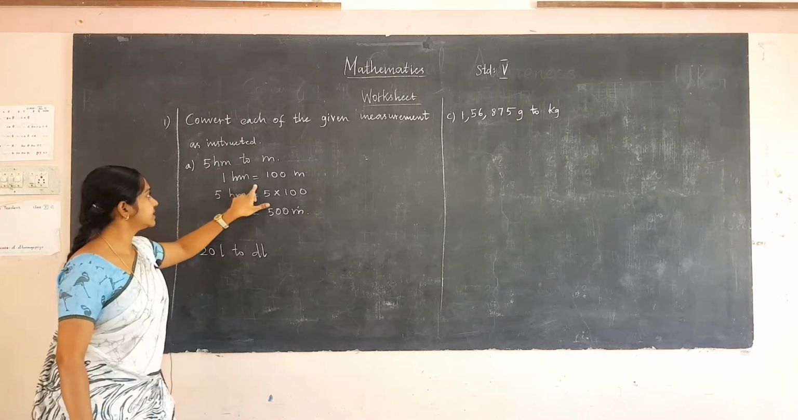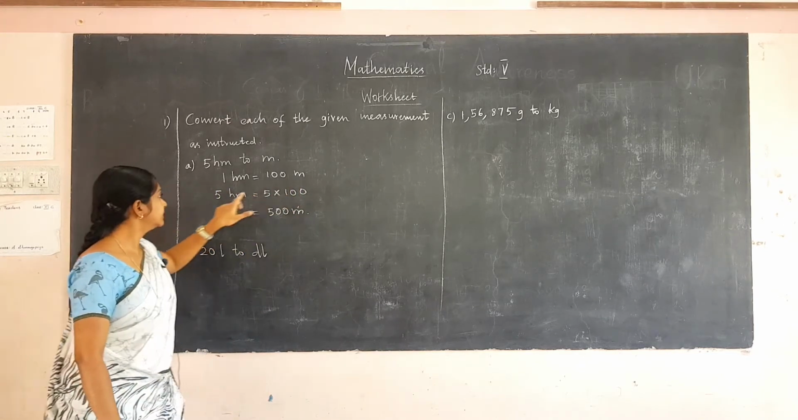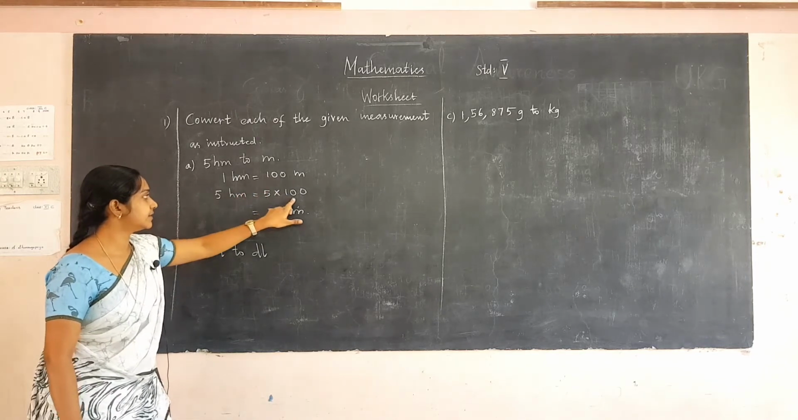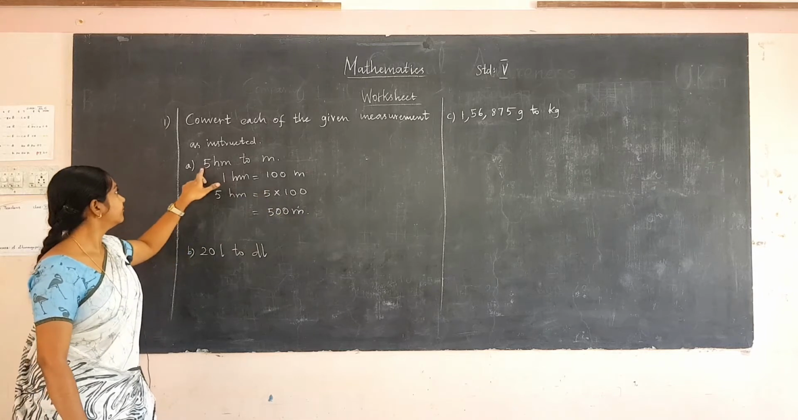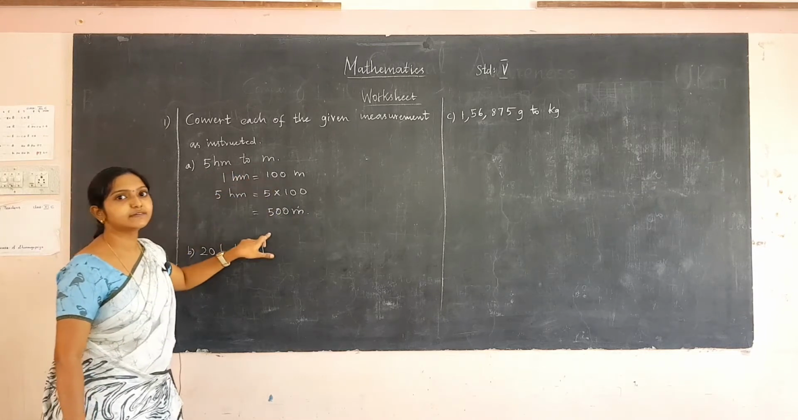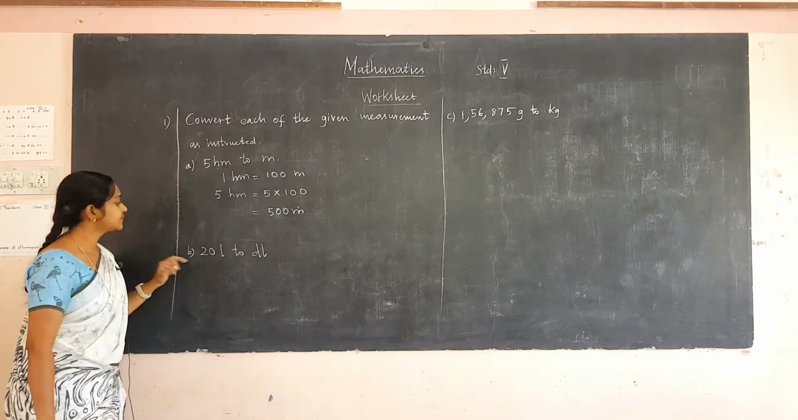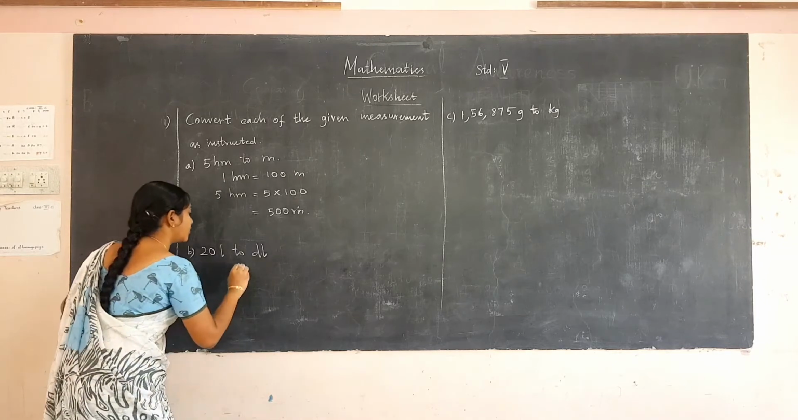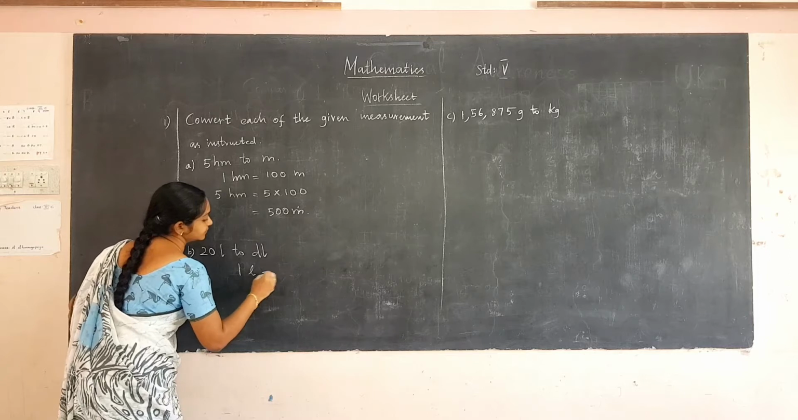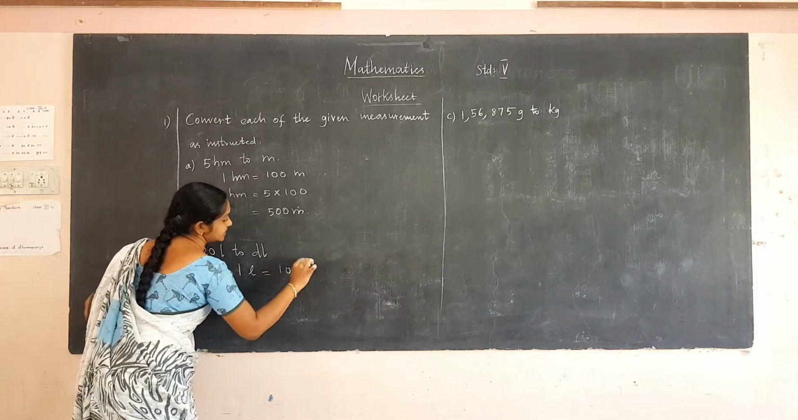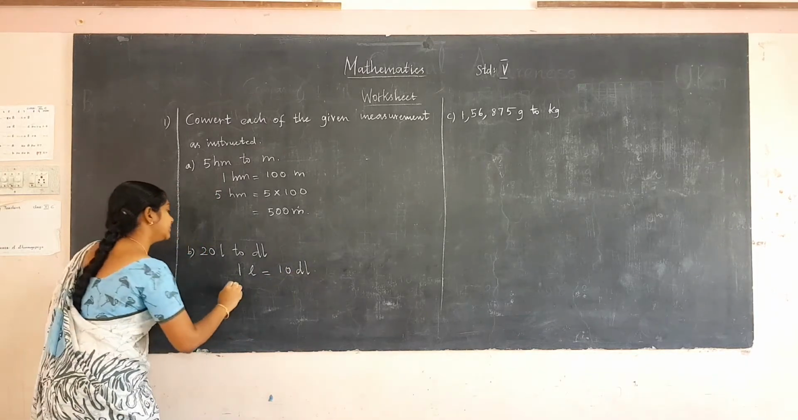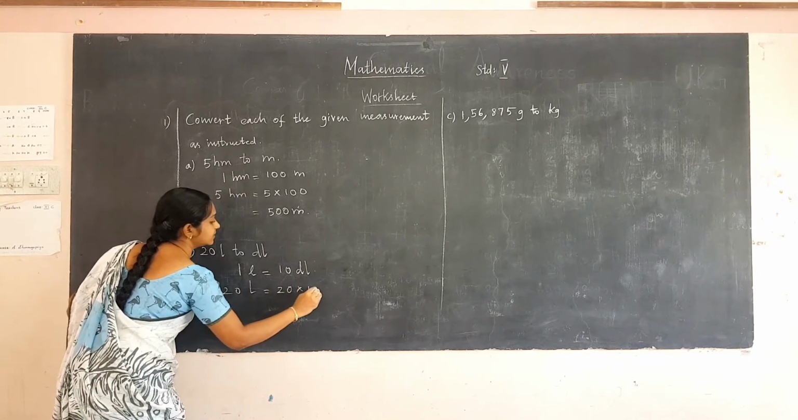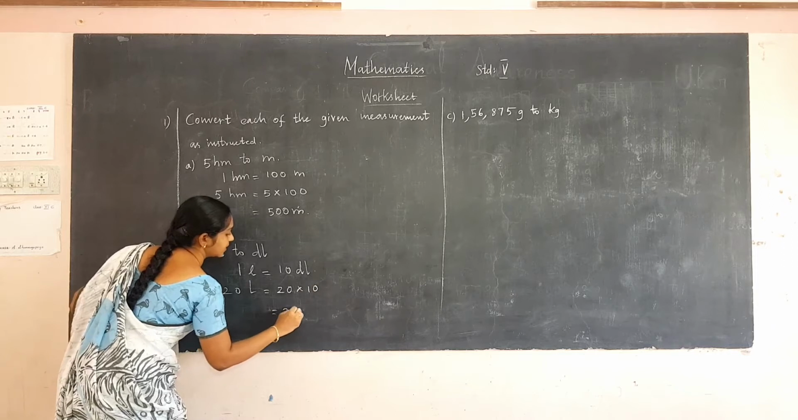1 hectometer is equal to 100 meter. Then for 5 hectometer we have to multiply 5 and 100. So it is 500 meter. 5 hectometer is equal to 500 meter. Next, 20 liter to deciliter. 1 liter is equal to 10 deciliter. Then 20 liter is equal to 20 into 10, that is equal to 200 deciliter.